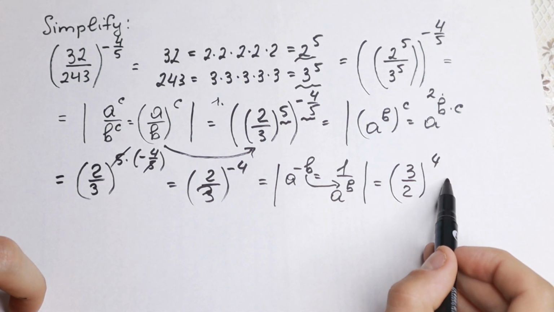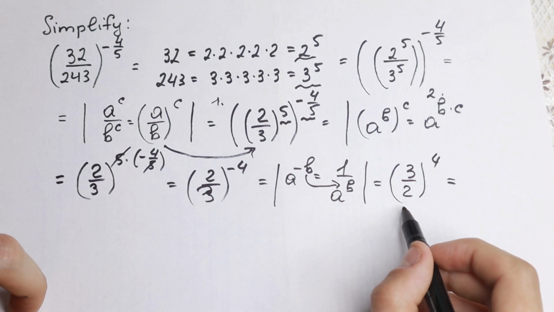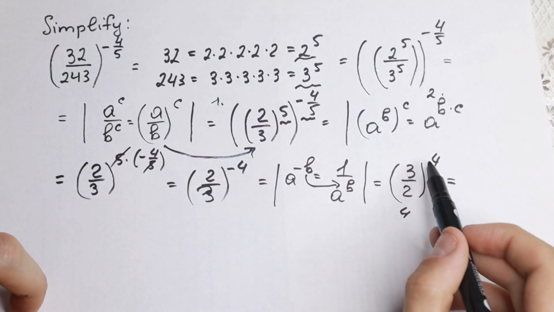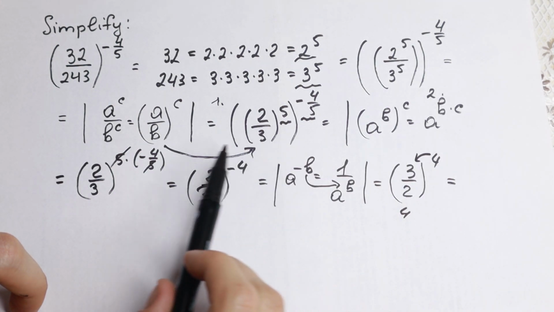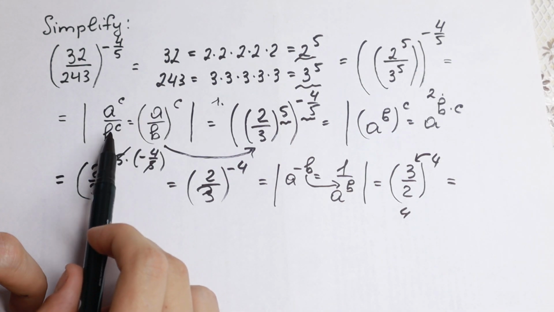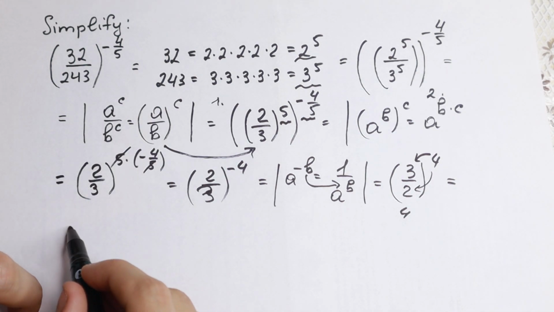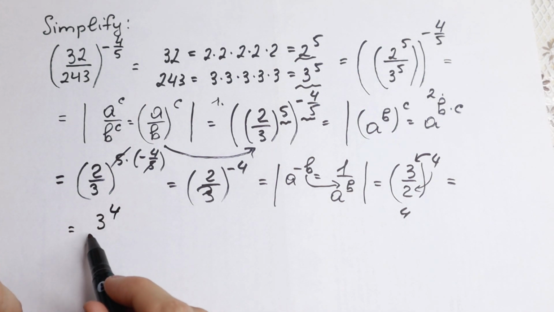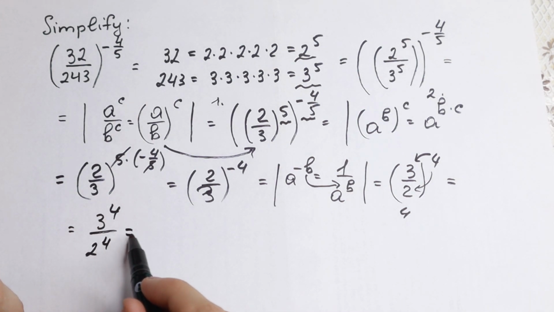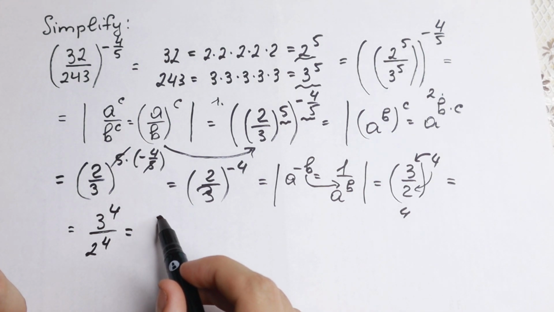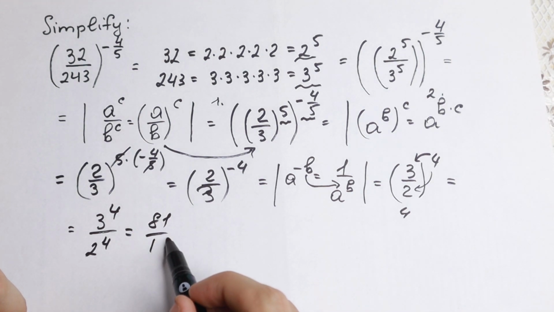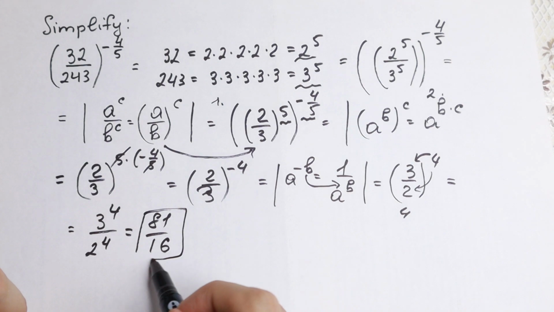Okay, and the last step. As you can see, this is a fourth property, because if we have a situation like that, we can use this property in a reverse way. We need to raise both the numerator and denominator to this 4. So this number to the 4th and this to the 4th. We have 3 to the 4th over 2 to the 4th, which is equal to 81 over 16. And this is our answer.